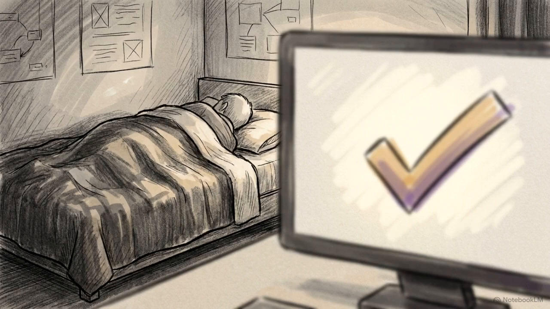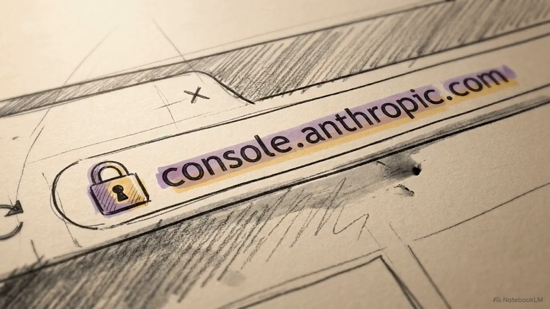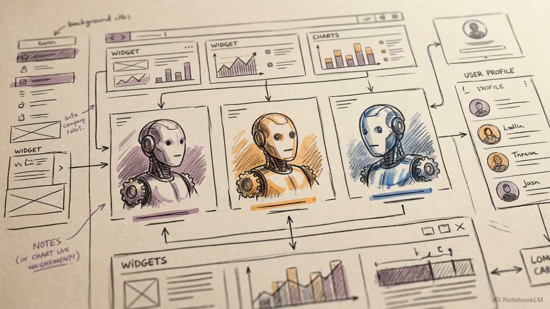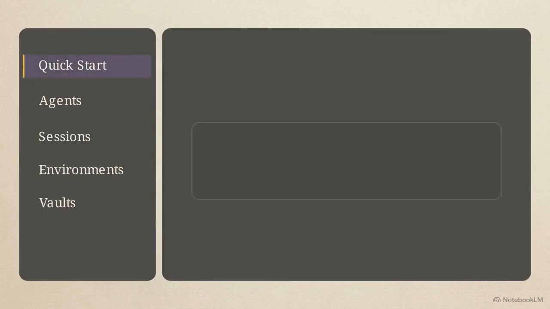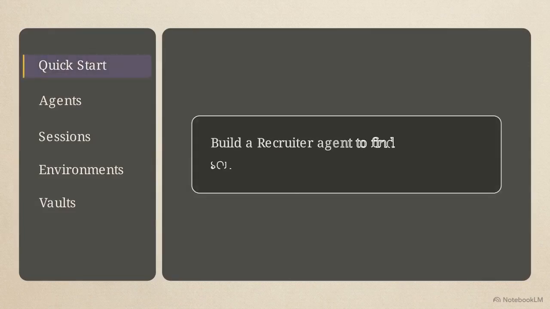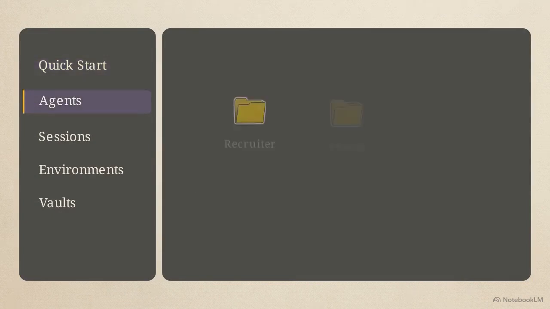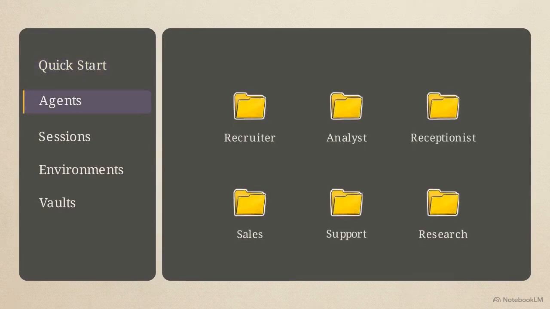goals while you sleep. Step 1 is navigating to the Anthropic console at console.anthropic.com. This dashboard is where you will build, test, and manage all of your customized workers. Looking at the sidebar on the left, you'll see a few main areas. The Quick Start section is where you type out plain English instructions to describe what you want built. Below that is the Agents tab, which serves as an inventory storing every custom build you've completed.